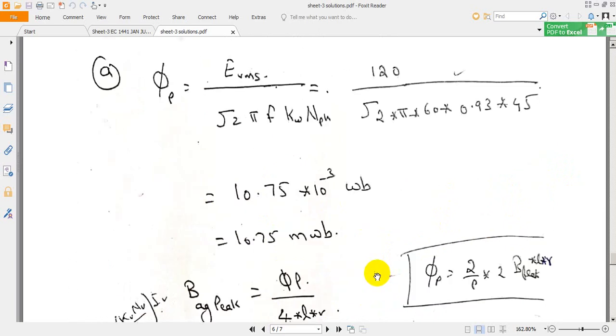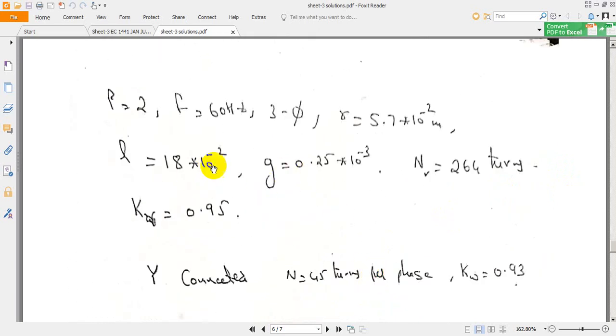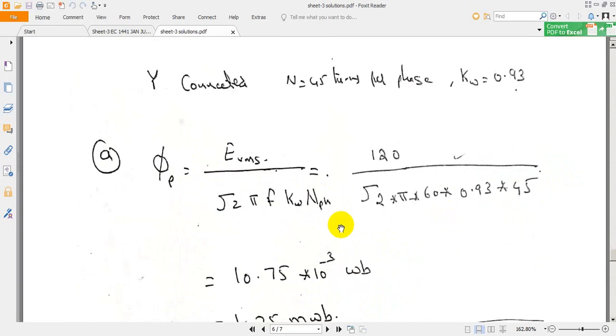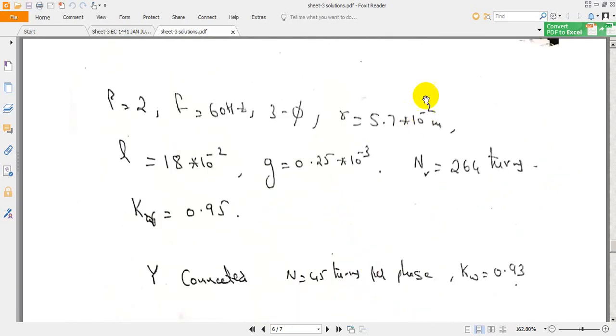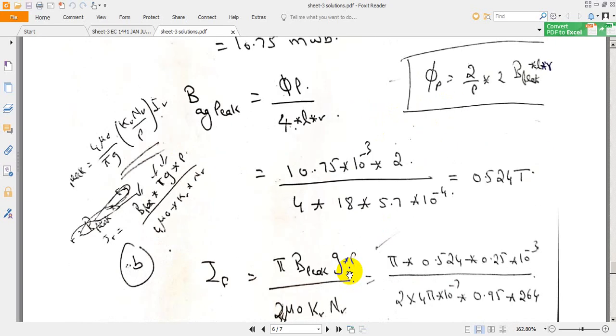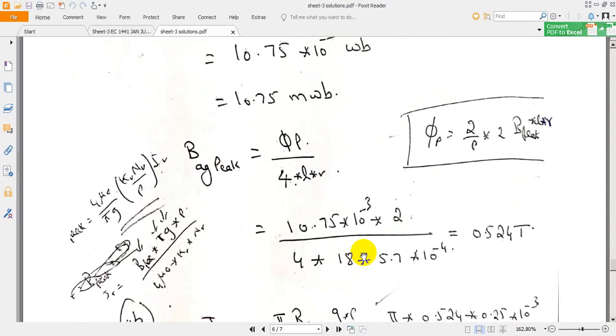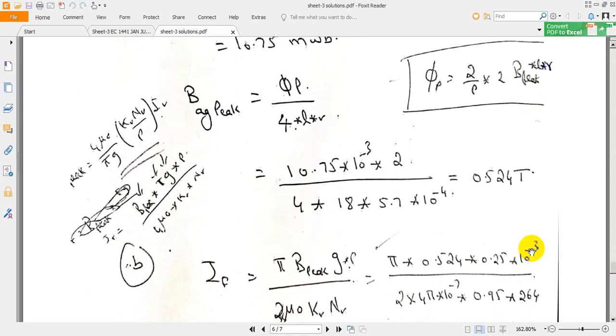into 10 power minus 2, and also radius 5.7 into 10 power of minus 2. This 10 power minus 2 and this 10 power minus 2, we are combinedly writing as 10 power minus 4, which is equal to 0.524. The unit of flux density is Tesla or weber per meter square.